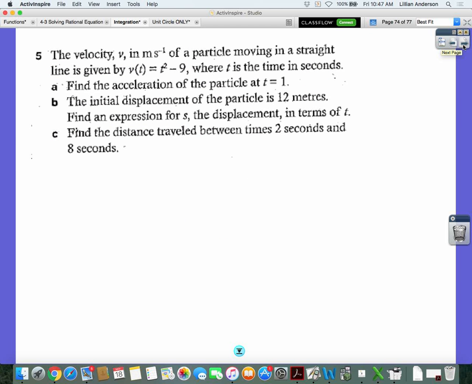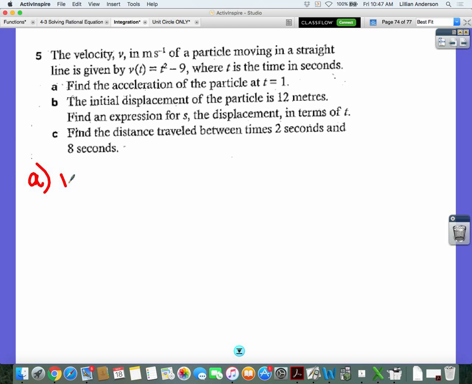This one is going to be calculator. The velocity v in meters per second of a particle moving in a straight line is given by that function where t is time in seconds. It says find the acceleration of the particle at t equals 1. So what does that exactly mean here, Harrison? What does it mean to find the acceleration of the particle? We have to find the derivative. Yeah, the derivative and then plug in 1.